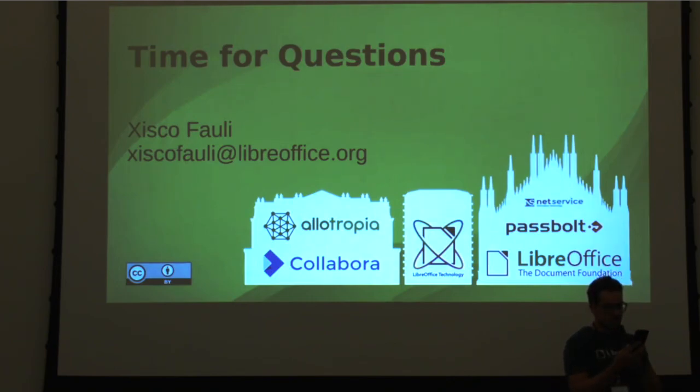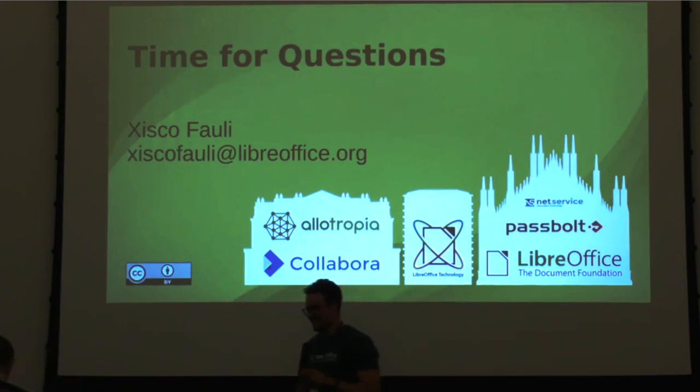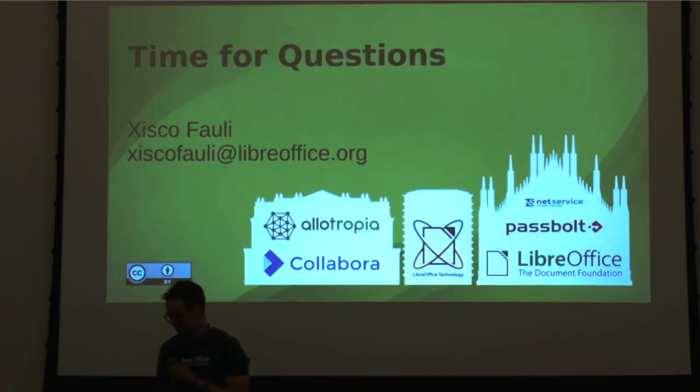Question to Xisco: why not use that directly from the crash report website database? Yeah, that could be another option, but I think you need an API tool for that, querying the information directly from the database, but I don't have access to that. So unless there is an API for that, I don't know. I don't know if that answered your question. Okay, thanks.